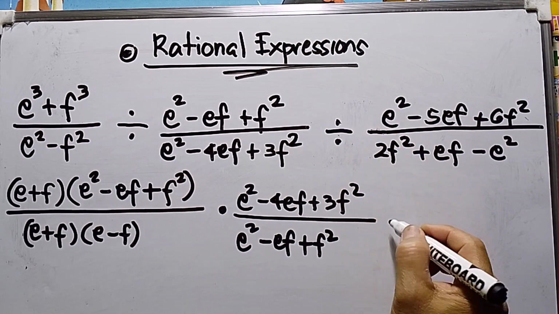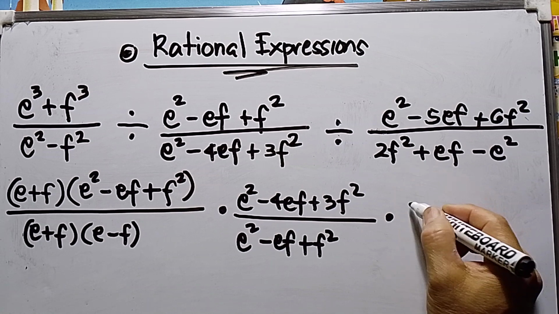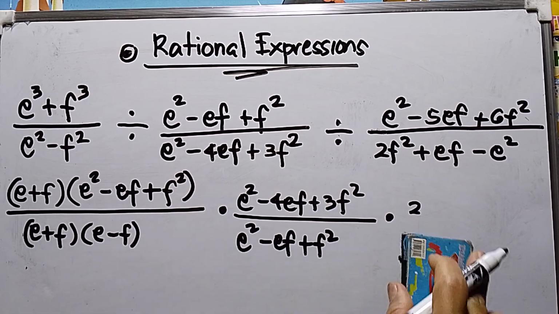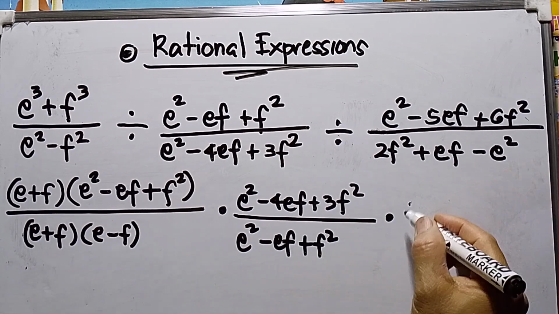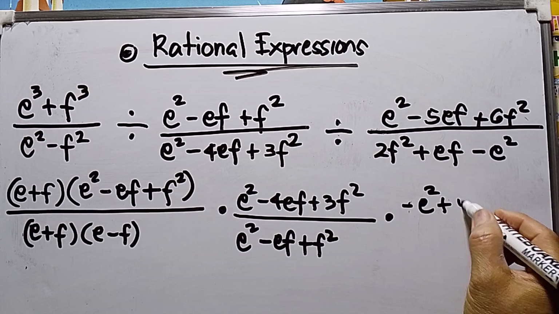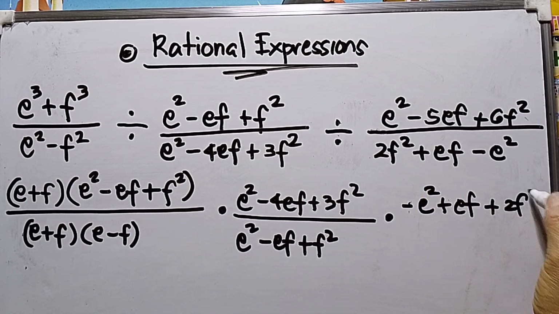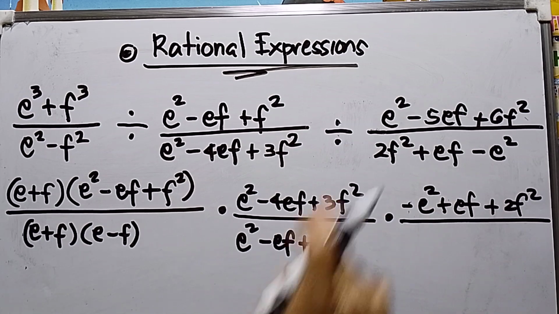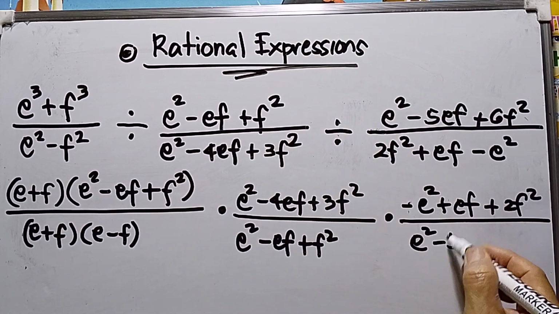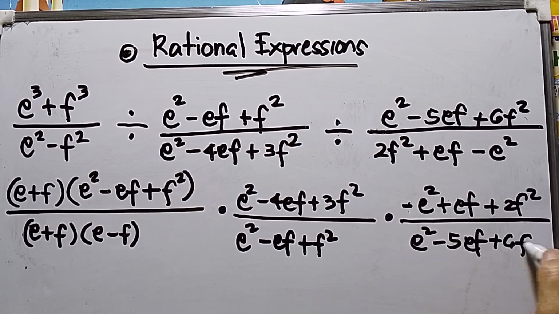Change also the operation to multiplication. So switch, this will be 2, oh no, sorry. I can arrange this one since we will start with e. So arrange this one. Negative e squared followed by ef, then plus 2f squared. So this will be my denominator. So this will be e squared minus 5ef plus 6f squared.